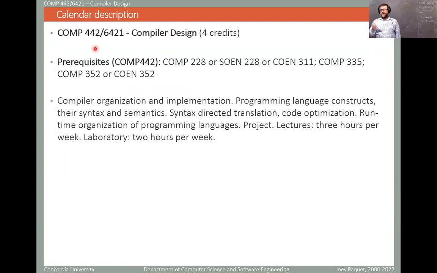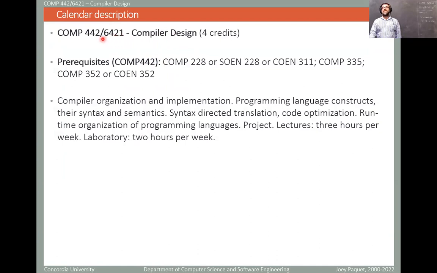I'm going to give a little bit more description about what's going to happen versus online teaching and so on with the COVID situation right away after this. First of all, this is the official description for this course. So you might know that this is a cross-listed course.